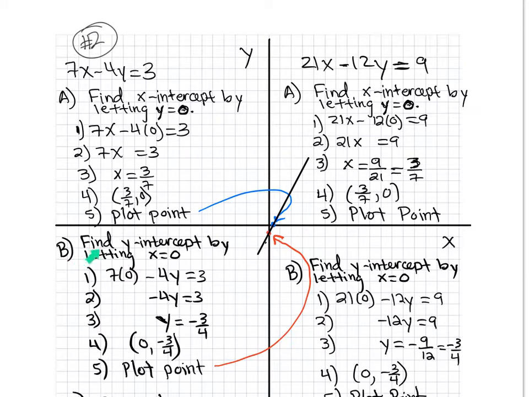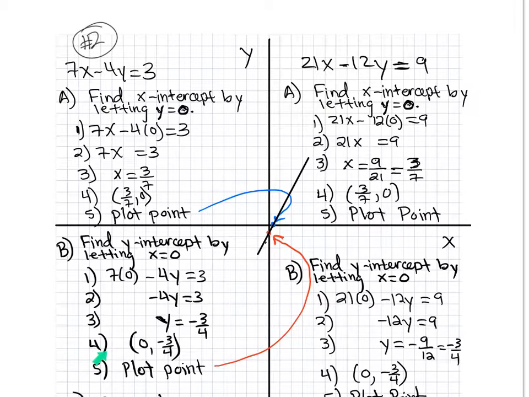Now step B is finding the y-intercept. And you find the y-intercept by letting x equal 0 in the equation above. So that would give me 7 times 0, because I replaced the x with 0, minus 4 times y equals 3. 7 times 0 is just 0, so that goes away, and I'm left with negative 4y equals 3. Now I can divide by negative 4 on both sides, so that gets me y equals negative 3/4.